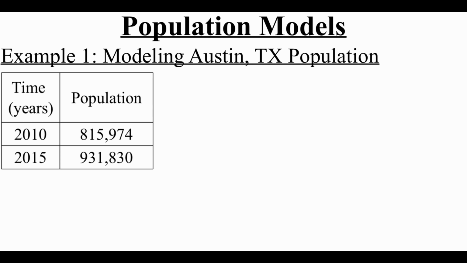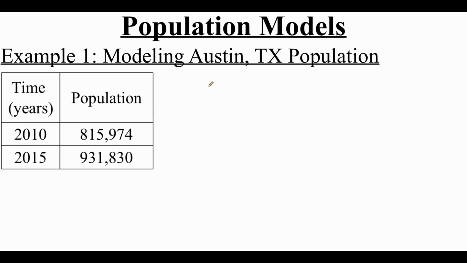In the year 2010, Austin had a population of 815,974. But in 2015, that population increased to 931,830. We're going to think about this as an exponential function, and we're going to try to figure out when this population would reach 1 million.